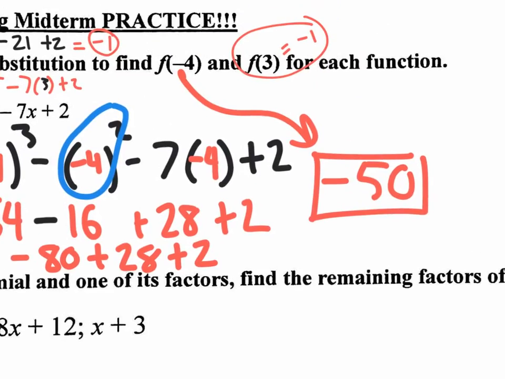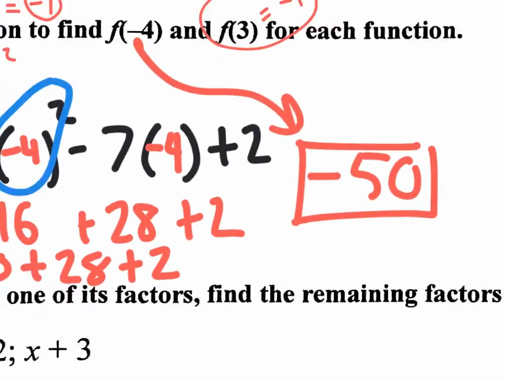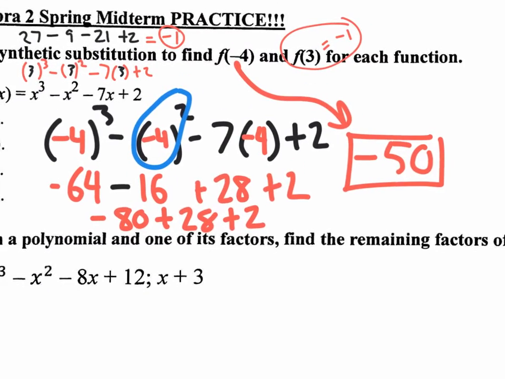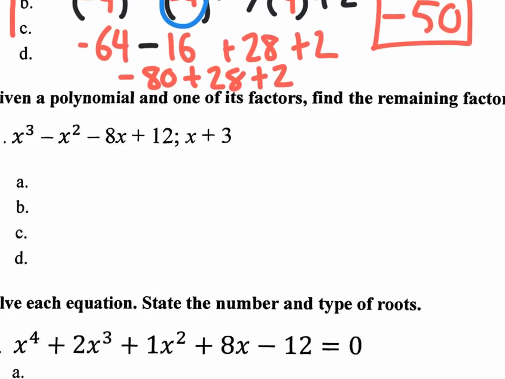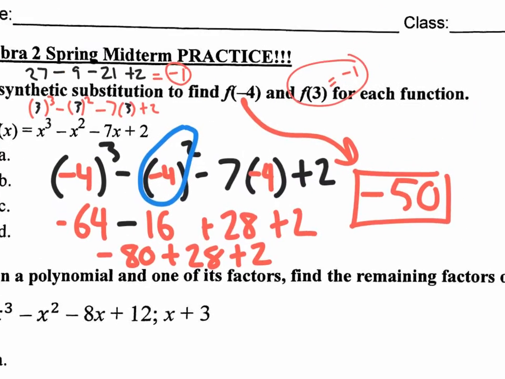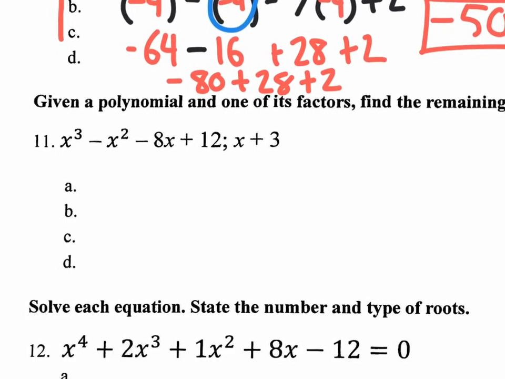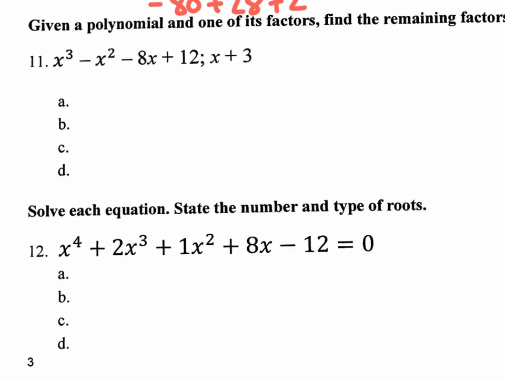Oh, not negative 5, negative 50. I'm sorry. Yeah, negative 50, not negative 5. F of negative 4 gave us negative 50. F of 3 gave us negative 1. Gosh, sorry. Okay, number 11.